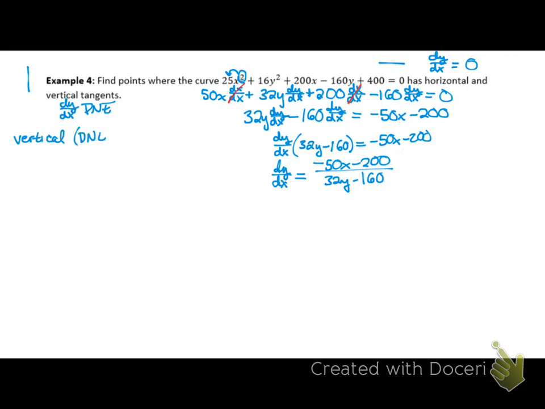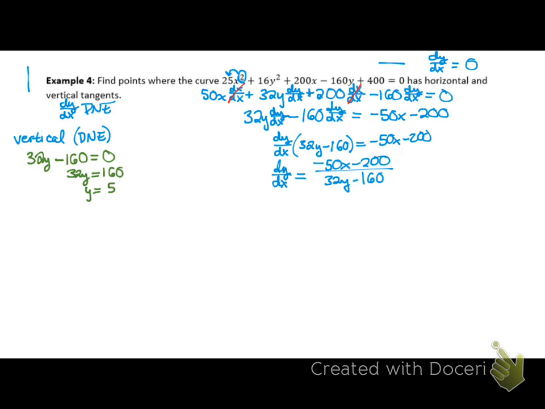So, does not exist. And we know it does not exist when, like I said, the derivative is undefined, and it's undefined when the denominator equals 0. So I'm taking the denominator, which is 32y minus 160, and setting it equal to 0. I'm then going to solve for y, which is very simple, right? It's linear. So y equals 5. Now, that means that that is the y value where it would occur. It's asking for the points. For a point, you need an x and a y value.